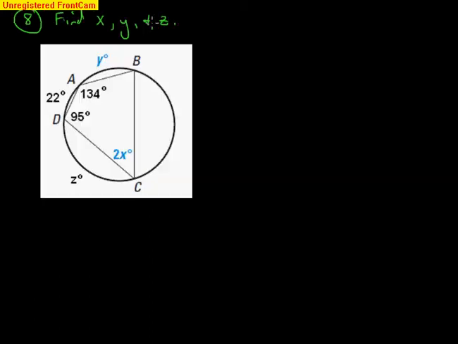Okay. Last one. This is a goodie. I created it myself. Find x, y, and z. All right. So here's my picture. Notice that we have an inscribed polygon. I'm going to write that down. Inscribed poly. I'll leave it like that. Remember, with an inscribed polygon, you know that opposite angles are supplementary.